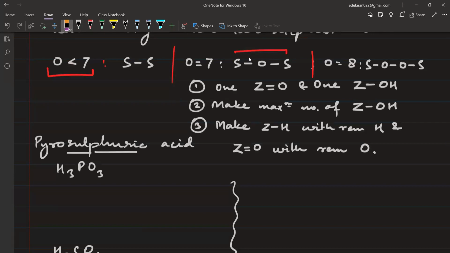Please let me know once you're done. Per oxy bond. ठीक है, this is per oxy bond. Let me know once you're done.